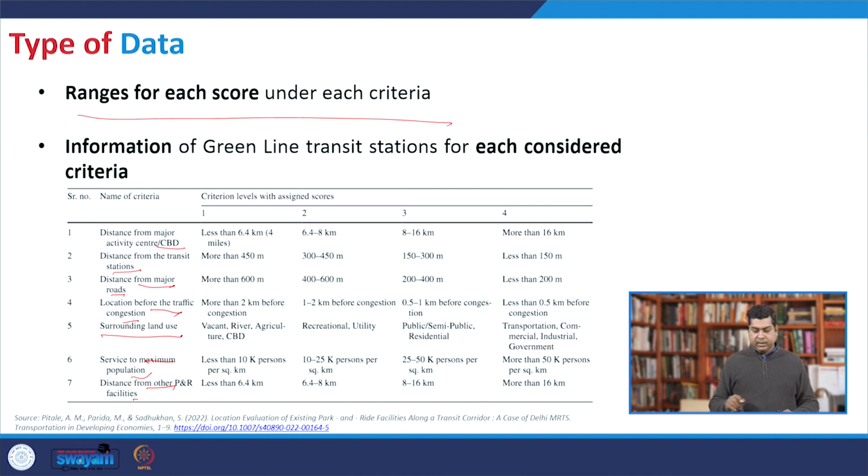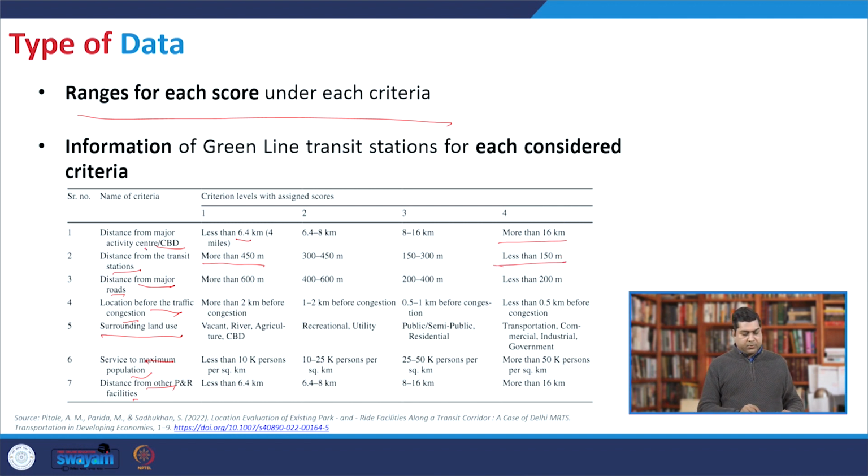And for that, based on the literature and in the context of Delhi, we have given certain criteria labels with assigned scores. So say for example, distance 6.4 kilometer, score 1, when it is more than 16 kilometer, then we give 4. Like that, whenever the distance from transit station is more than 450 and less than 150.